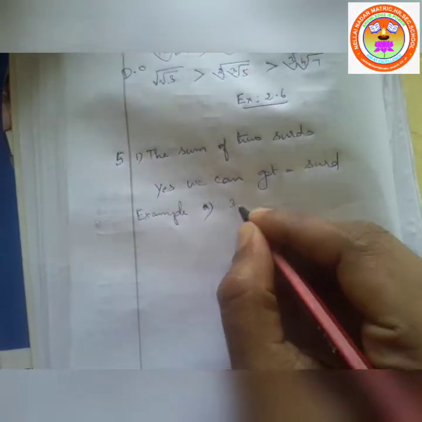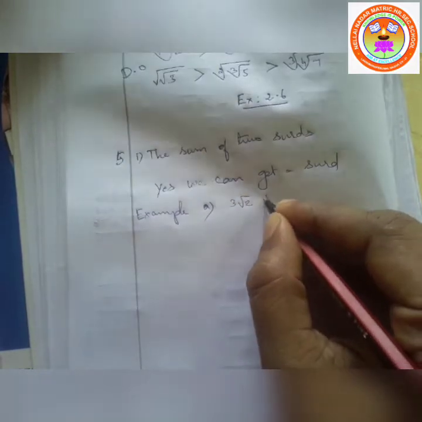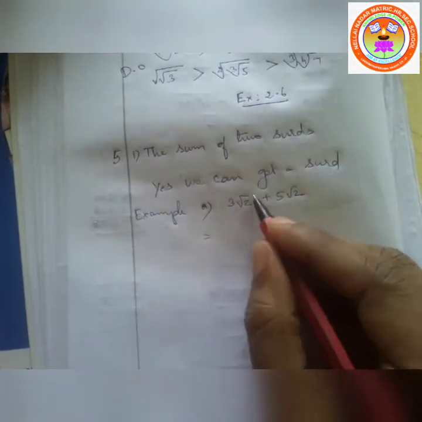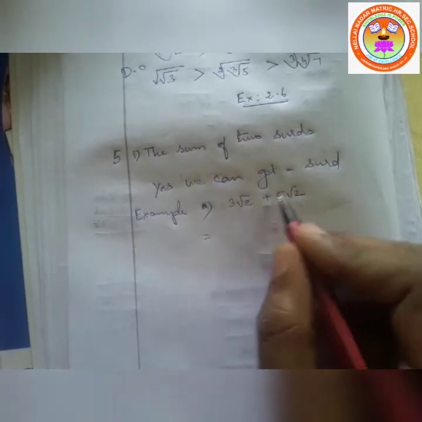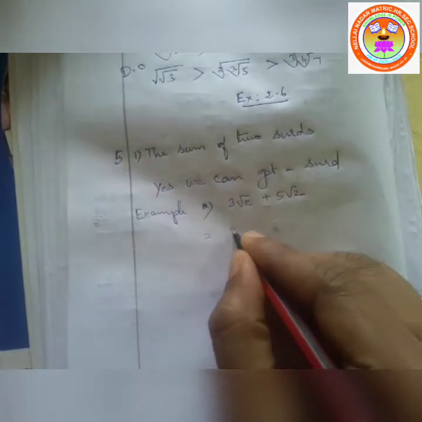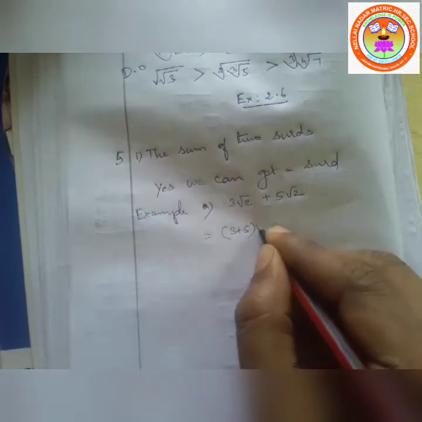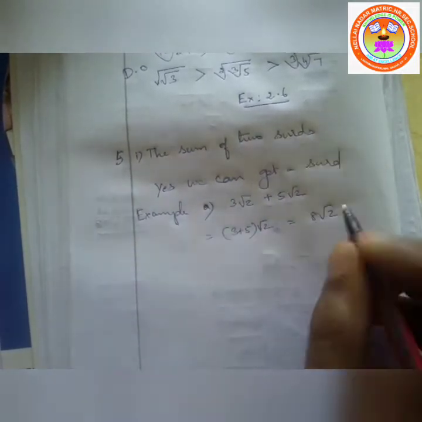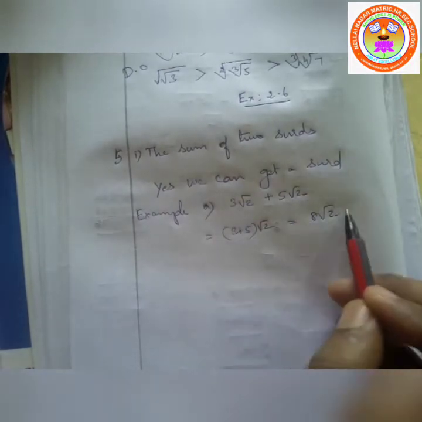is nothing but 3 root 2 plus 5 root 2. Here both the surds are the same, like surds, so we can add the numbers in front. That is (3 plus 5) root 2. What is 3 plus 5? 8 root 2. So if you add the two surds, you are getting a surd.